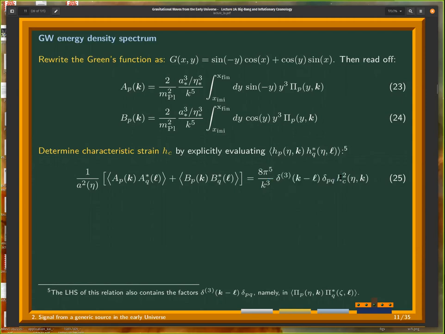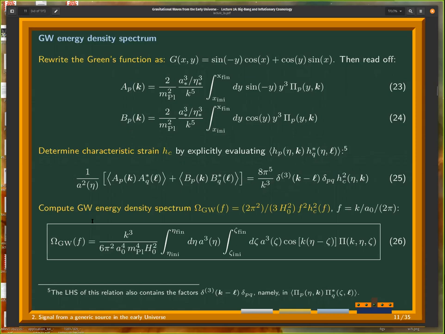So if you want to convince yourself where this comes from, I invite you to have a look at the slides from yesterday. Just look at the definition of this characteristic strain, how it's related to this expectation value of the Fourier modes. And then you will see that if I evaluate this explicitly based on my solution, I will get this here on the left-hand side. All right. So I don't do the calculation explicitly now, but imagine that we now take our solution and plug it in here, and then we find our characteristic strain.